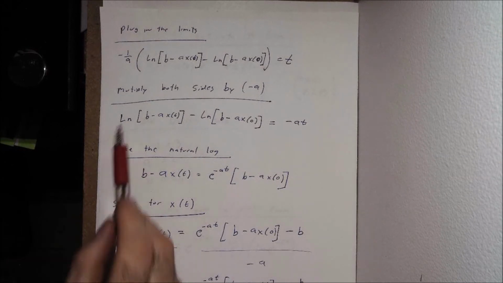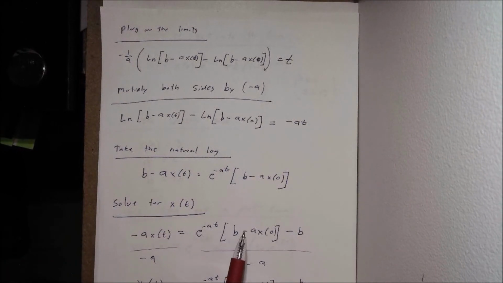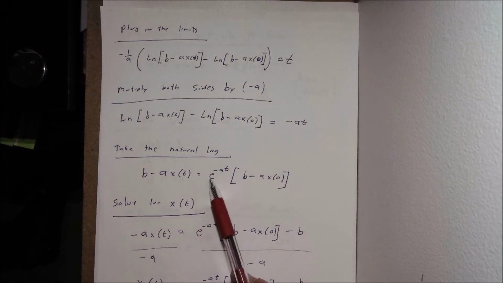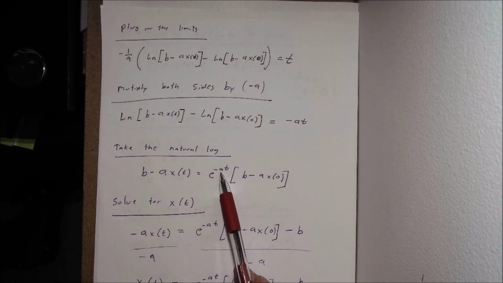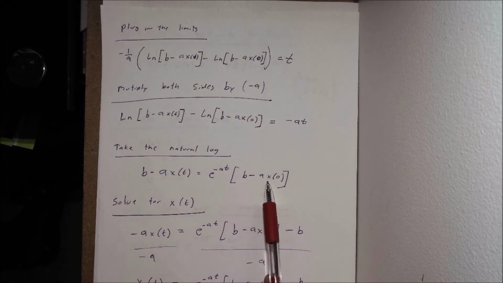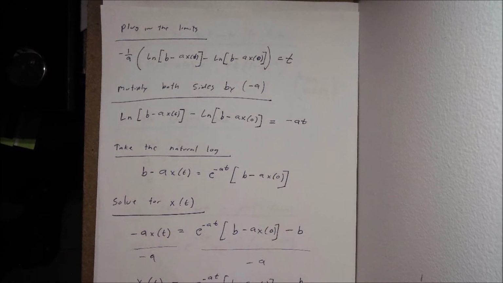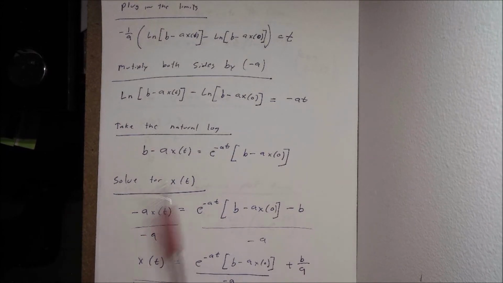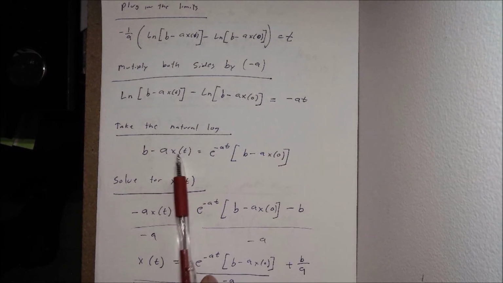Then the next thing we're going to do is actually deal with these natural logs. We can take the natural logs from this here. What we end up with after we do that is we get b minus ax of t is equal to e to the exponent negative at times b minus ax of 0 right there. So there is our solution after we've taken the natural logs. So from there, we want to ask ourselves, okay, what are we looking for? We're looking for the solution to that equation 2.1.11 from our textbook using separation of variables. To get that solution, we really want to solve for it in terms of x of t here.